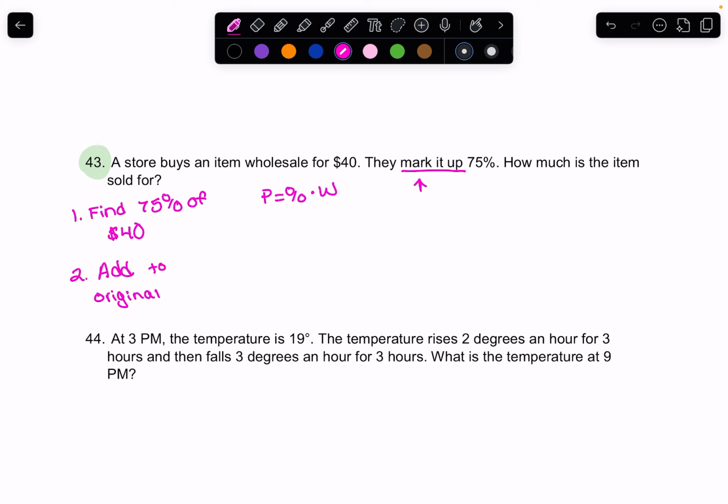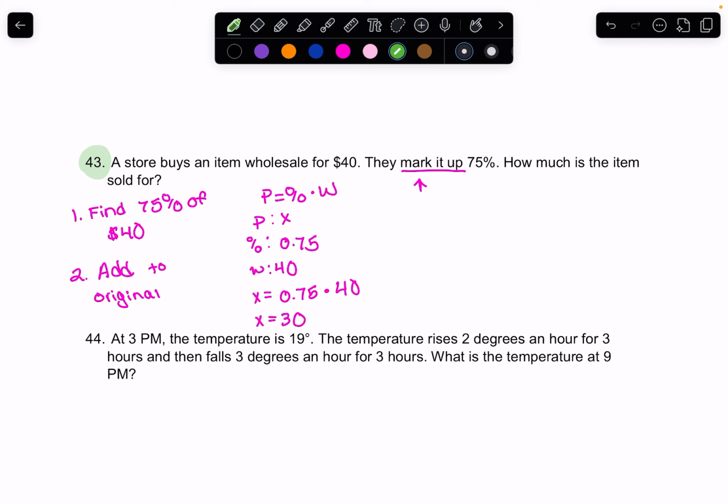So let's fill in our key. My original whole price is $40. The percent is 75%, which as a decimal is 0.75. And we're solving for the amount of markup, which is going to be the part. So when I plug into my equation, I just have to do 0.75 times 40. And I get that the markup is going to be $30.